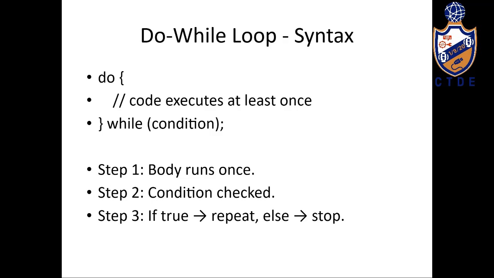Then after running the body, the code inside the body of the do while, we check the condition. That's step two. The condition is checked. If the condition is true, we are going to repeat again. But if the condition is false, we are going to stop. We are no longer going to repeat. So if the user desires to exit the menu, then you're not going to display the menu, but you have to display it at least once.